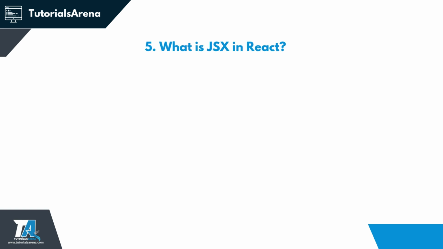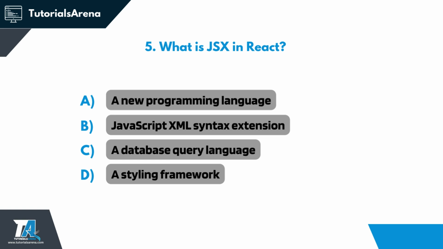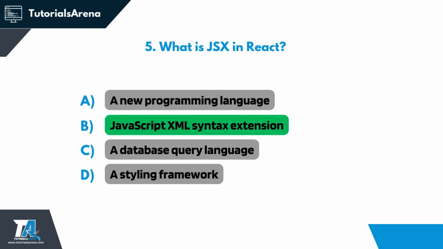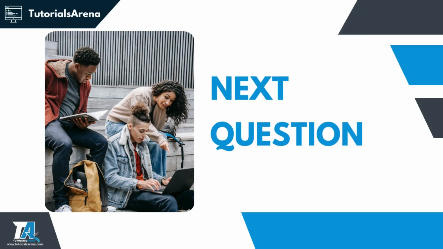Question 5. What is JSX in React? The options are: Option A, a new programming language. Option B, JavaScript XML syntax extension. Option C, a database query language. Option D, a styling framework. The correct answer is Option B, JavaScript XML syntax extension. Moving on to the next question.